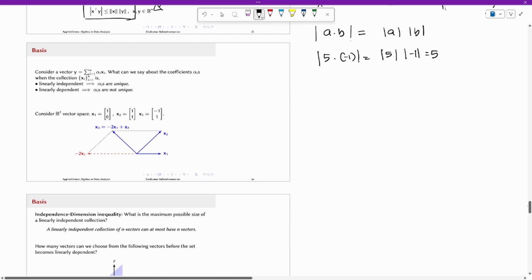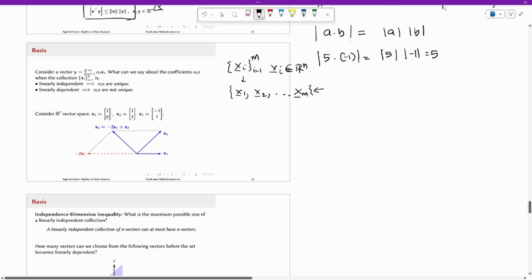Right now, let's go back to a set of vectors xi. Let's assume xi is a vector from Rn. I have a set. Let's say I have m vectors, i equals 1 to m. This is a shorter way of writing that the set has x1, x2, up to xm vectors.